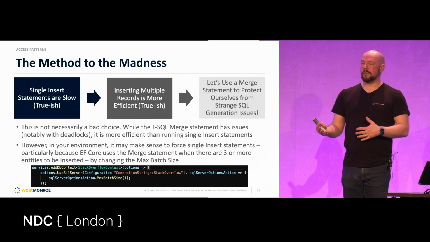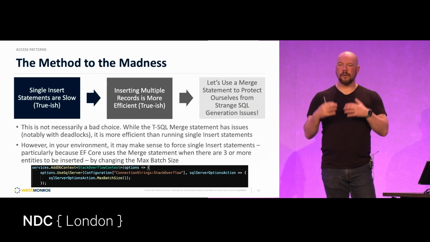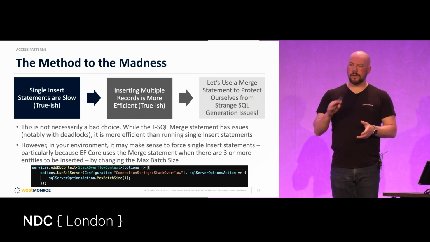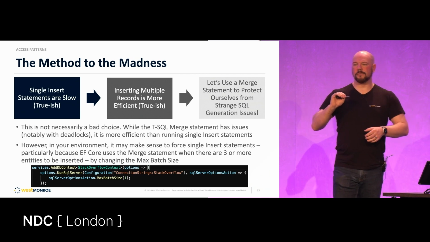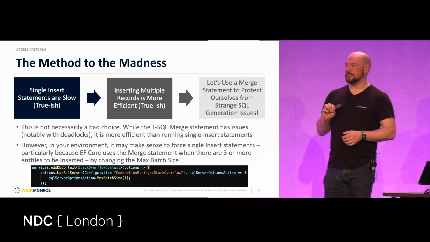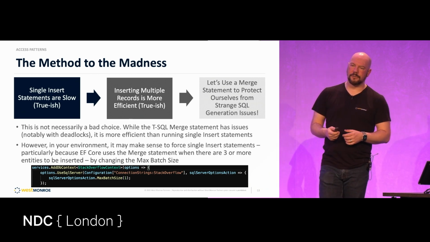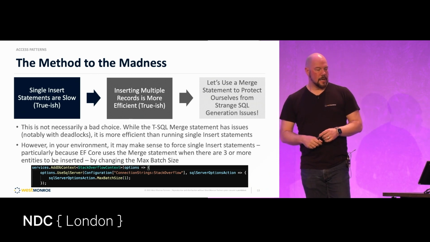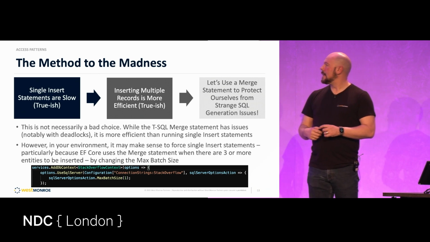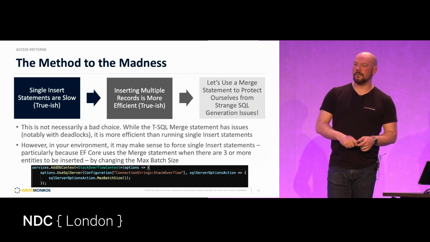The deadlock issue happens when you're inserting or updating or deleting. But in your environment, it may make sense to force single insert statements, and we can do this. So the breakpoint is 3 or more records. If you have 1 record or 2 records, you get insert statements. If you have 3 records, you get merge. It's an odd breakpoint, but I suppose they did some testing. But you can change the max batch size in your configuration and say, my batches are 1.